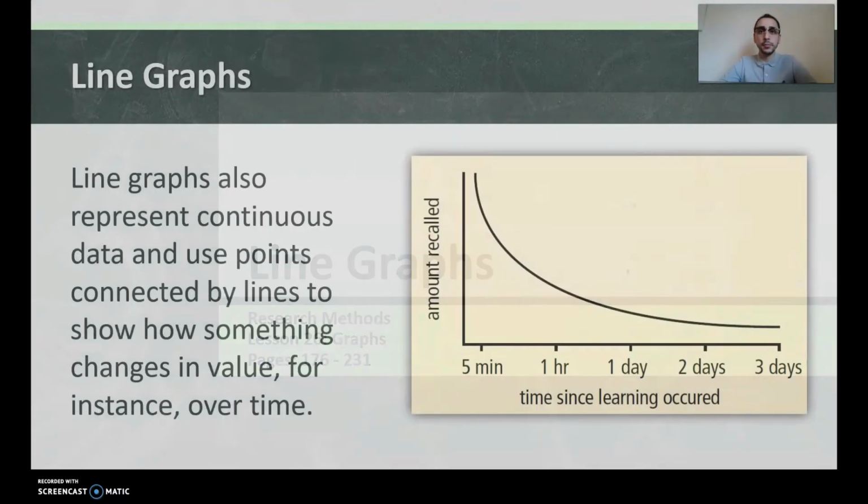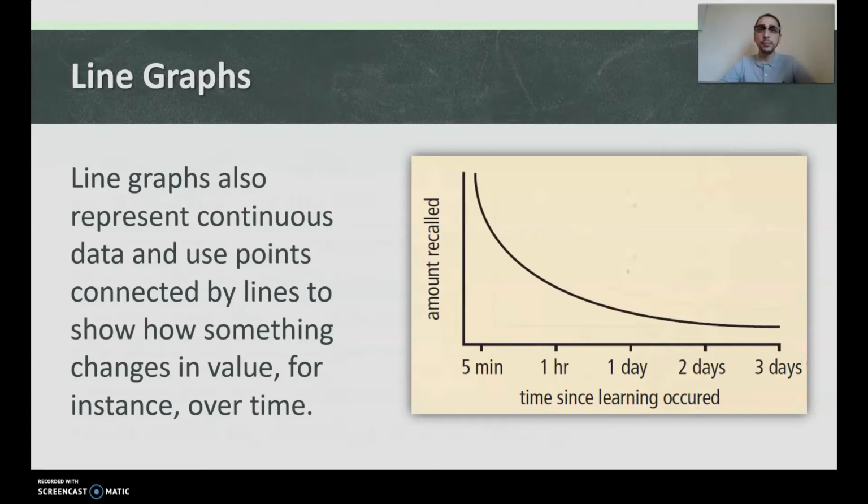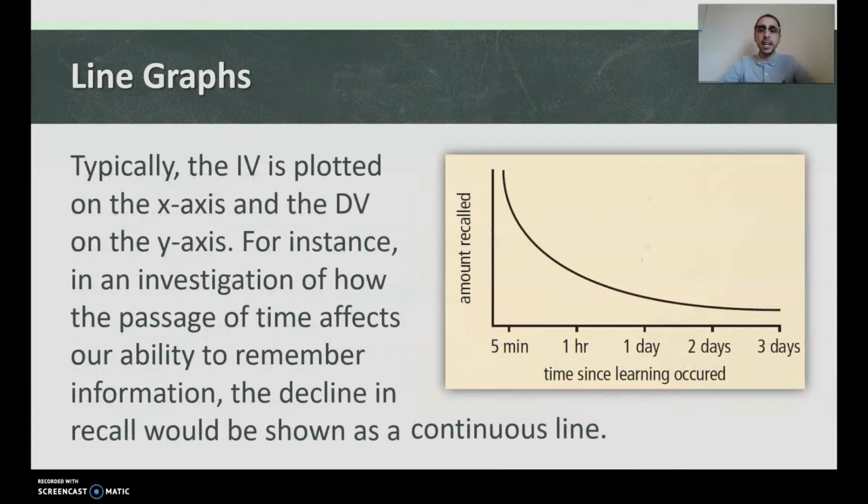Line graphs. Line graphs also represent continuous data and use points connected by lines to show how something changes in value, for instance, over time. Typically, the independent variable, so the one we're manipulating, is plotted on the x-axis, and the dependent variable, the one we're measuring, is on the y-axis. For instance, in an investigation of how the passage of time affects our ability to remember information, the decline in recall would be shown on a continuous line. Okay, so we can see the line is continuous.